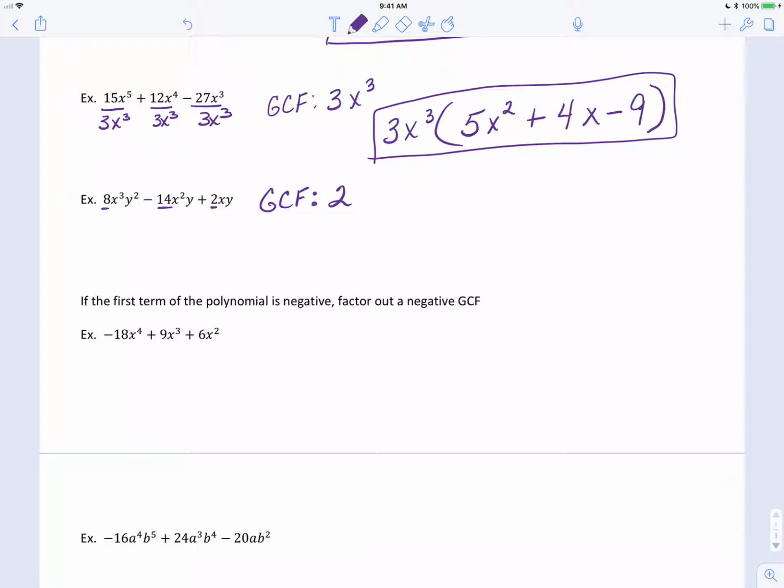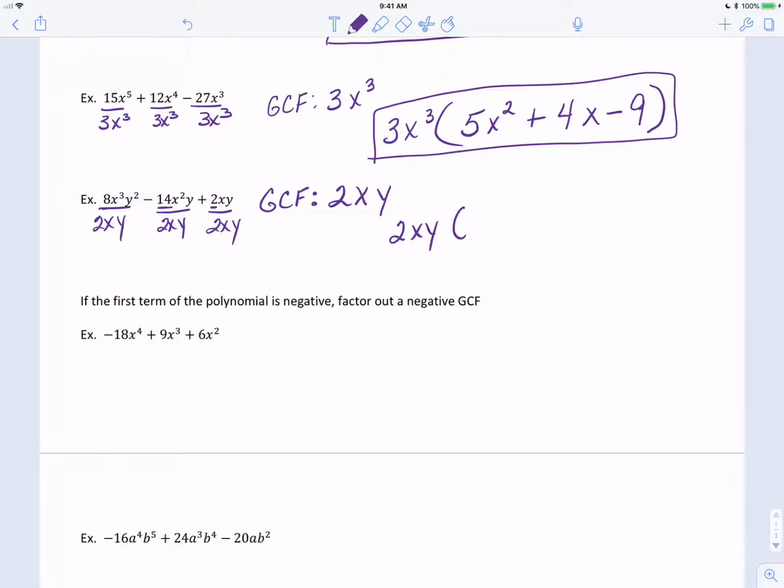Okay, so now let's look at our x values. We have an x cubed, we have an x squared, and we have an x. So what's the lowest exponent that's going to go into all of those? Just x. And same thing on our y's. We have y squared, y, and y. So the lowest exponent there is just the y. So now let's rewrite this expression as a product, taking out this 2xy out of every single term.